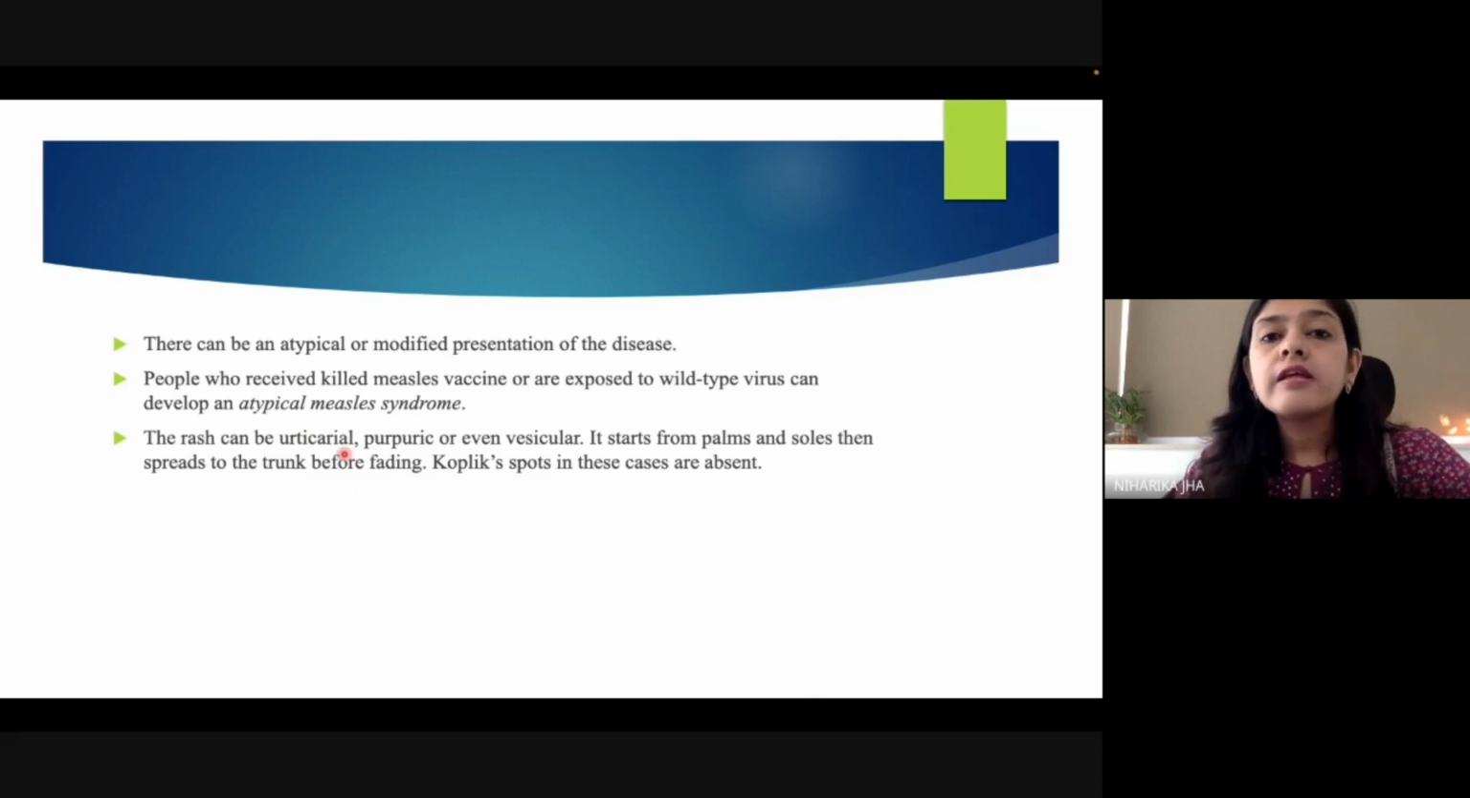The things to be remembered in a patient of measles are, first of all, the general features: high-grade fever up to 104 degrees Fahrenheit, which is usually acute in nature. And apart from the fever, the patient can develop cough, coryza, photophobia, conjunctivitis. The cutaneous manifestation includes two important things: the Koplik spots and the maculopapular rash. So I hope you found this particular video to be of help.